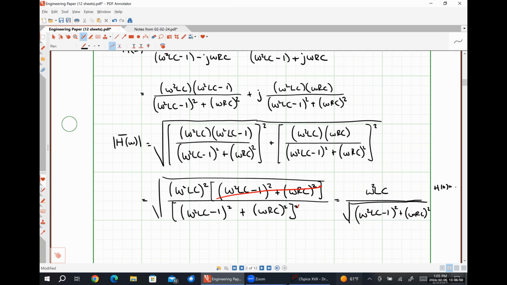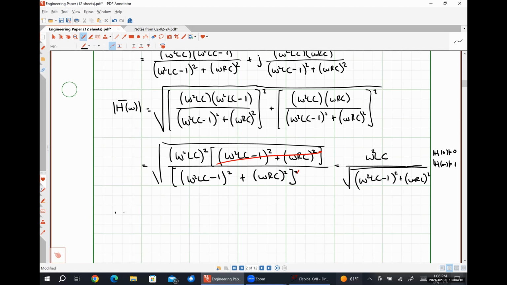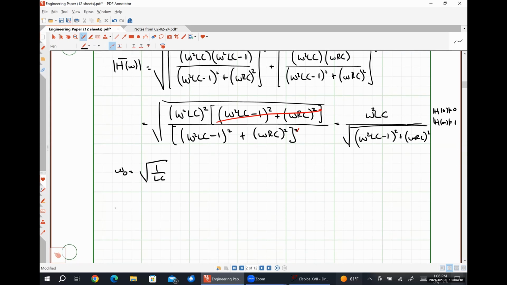At low frequencies, this looks like 0. At high frequencies, this looks like 1, because it's a high pass filter. Once again, we have a resonant frequency, omega naught, which is the square root of 1 over LC. Our cutoff frequency is literally going to be the exact same thing that it was for our low pass filter.